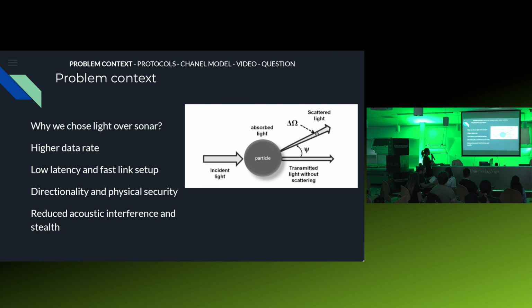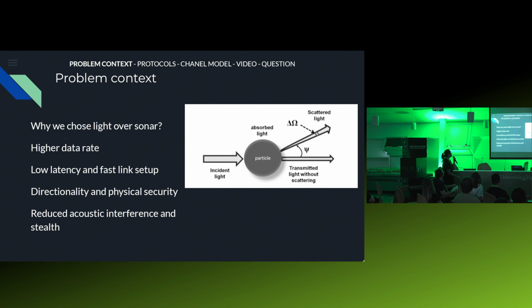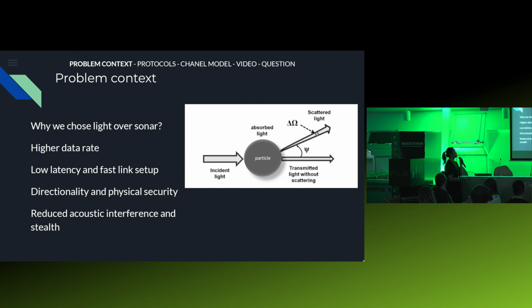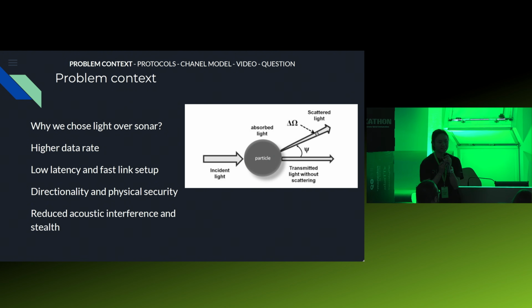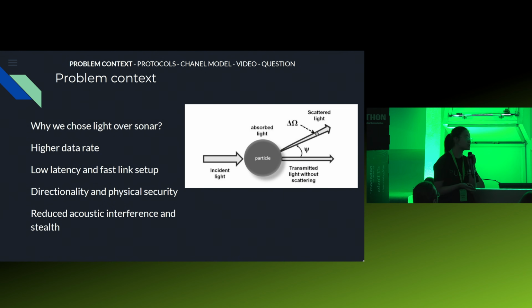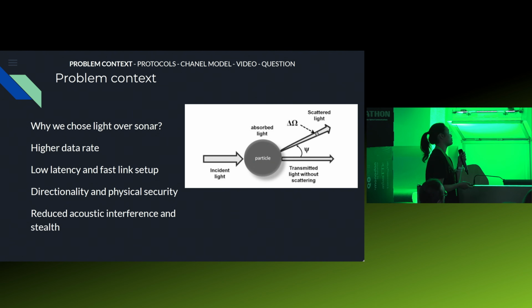In the following presentation, we can see in the upper side the index of the things we are going to mention. First of all, I want to mention the problem constraints: why we have chosen to transmit or communicate in light instead of sonar, which is already developed. The main reasons, as we have said, are the higher data rate, low latency, and fast link setup. Also, we get directionality and physical security, and reduced acoustic interference and stealth, which are some of the issues that sonar will give.